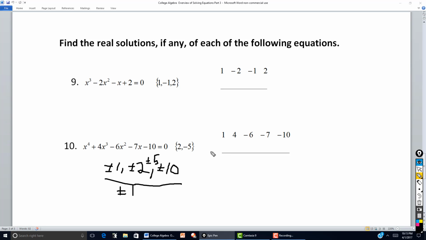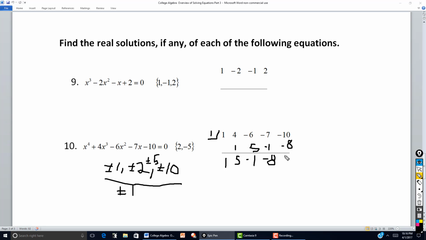So again, using synthetic division here, I would put a little box right here, and I would just test these out. So bring this one over here, and I'll do the first one. I'll put a 1 here. So 1 times 1 is 1. Add here, we get 5. 1 times 5 is 5. Add, we get negative 1. 1 times negative 1 is negative 1. Negative 7 and negative 1 is negative 8. 1 times negative 8 is a negative 8.